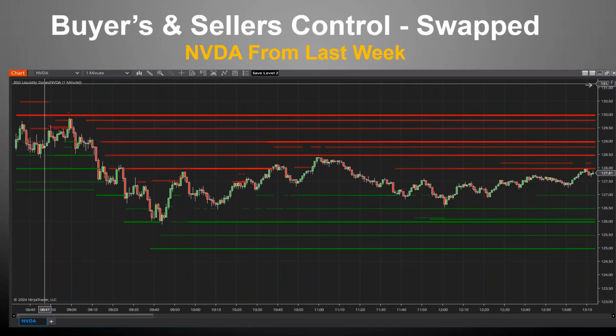Okay, I want to show the power of this indicator as well as the strategy. I showed you ES, I showed you NQ, I showed you crude. I told you I'm an options trader. I also trade stocks for options. This is Nvidia from last week. Okay, Nvidia from last week.